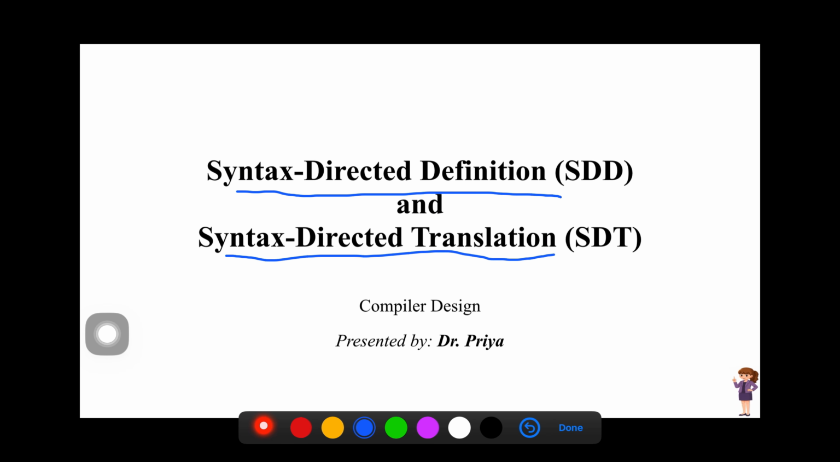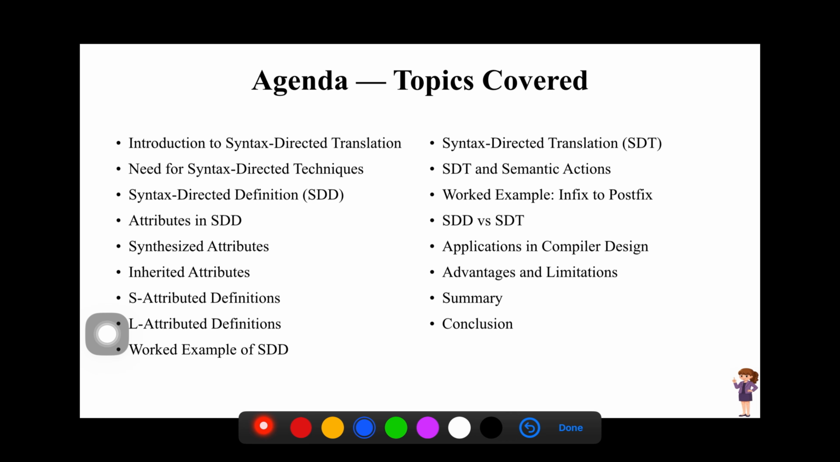A compiler does not only check whether a program follows the correct syntax, it also needs to understand the meaning of the program and translate it into another form. SDD and SDT provide the techniques for connecting the grammar of the programming language with its semantic information and translation process. Let us go in detail with the slides and let us understand. The agenda of today's presentation, these are the topics we'll cover.